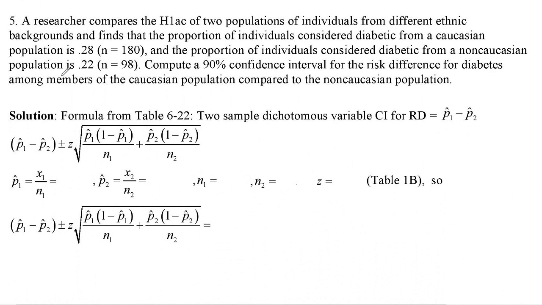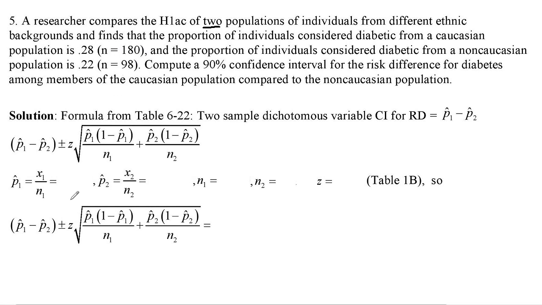All right, and our last question here, last example, and then you should be raring to go on those problems, is a researcher compares the hemoglobin A1C for two populations here. So it's a two population interval from different ethnic backgrounds here. We find that the proportion of individuals that are considered diabetic from Caucasian population is 0.28. So that's actually your p-hat for the first population. And they tell us n is 180. So that's the first sample size.